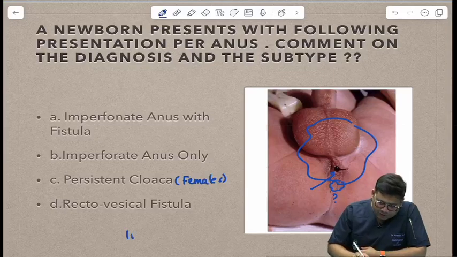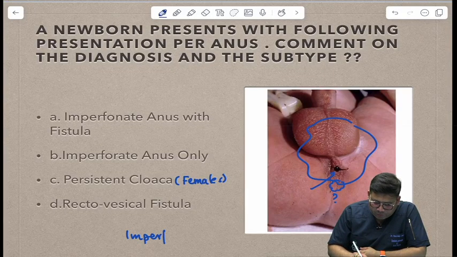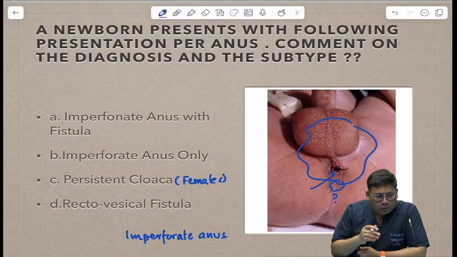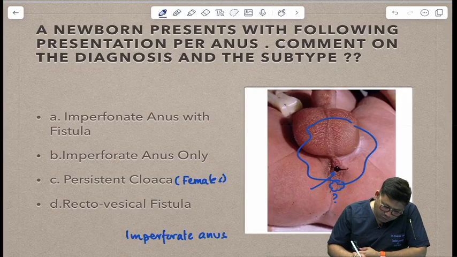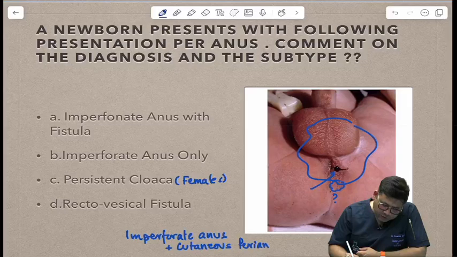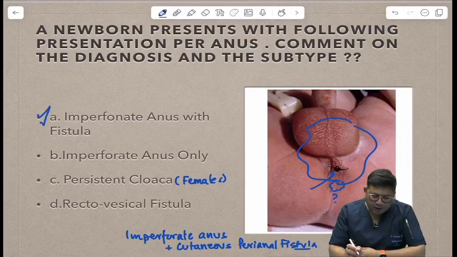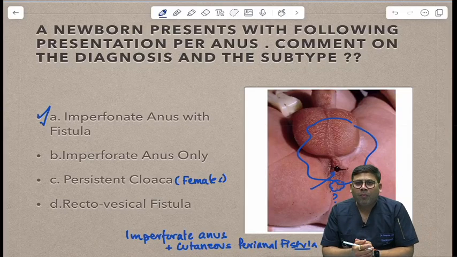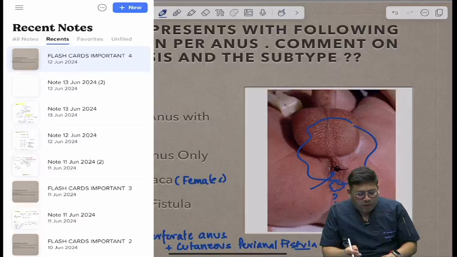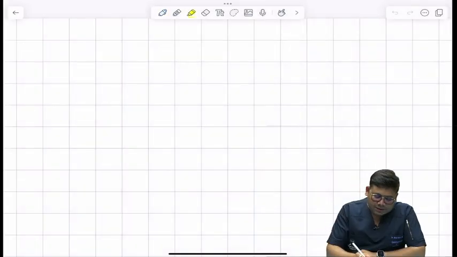which is absent. So, one thing is clear that it is imperforate anus, and along with that there is an opening onto the skin. So, along with that there is a cutaneous fistula, a perianal fistula. So, cutaneous perianal fistula. I would say that the answer for this is imperforate anus with a fistula, and what type? Perineal fistula.